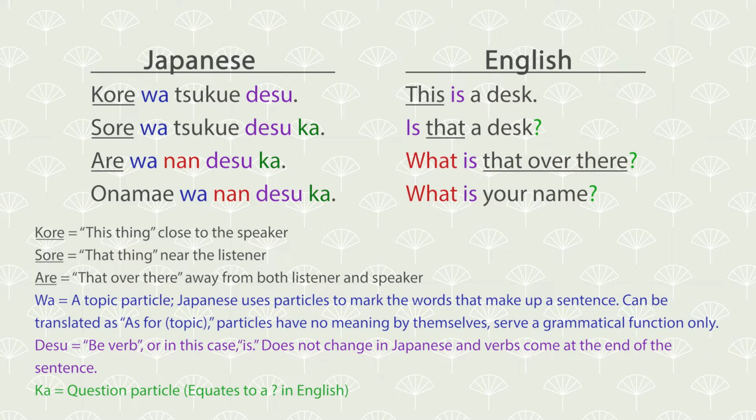Kore, sore, are. This by the speaker, that by the listener, that over there, far from the speaker and listener. We also know that wa is our topic particle and desu is our be verb meaning is. To form a question, we add ka at the end of a sentence.